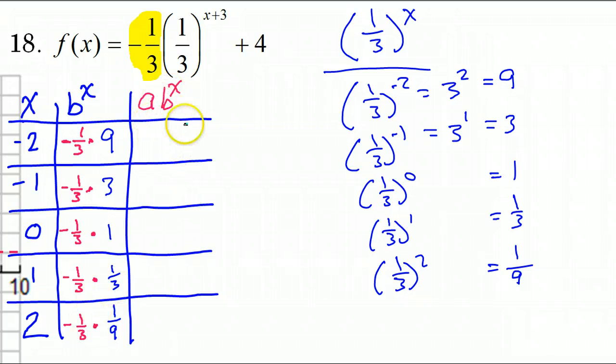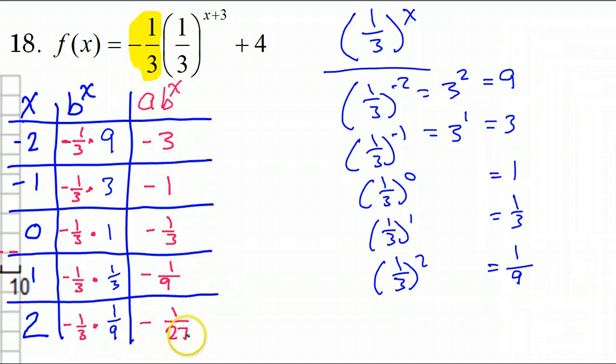All right, so that is going to give me, look, 9/3 is 3. So this is just going to give me -3. 3/3 is 1, so this is going to give me -1. Okay, and now we'll just have -1/3 because I'm just multiplying by 1. This is going to give me -1/9, because 3 times 3 is 9. And this is going to give me -1/27, because 3 times 9 is 27.